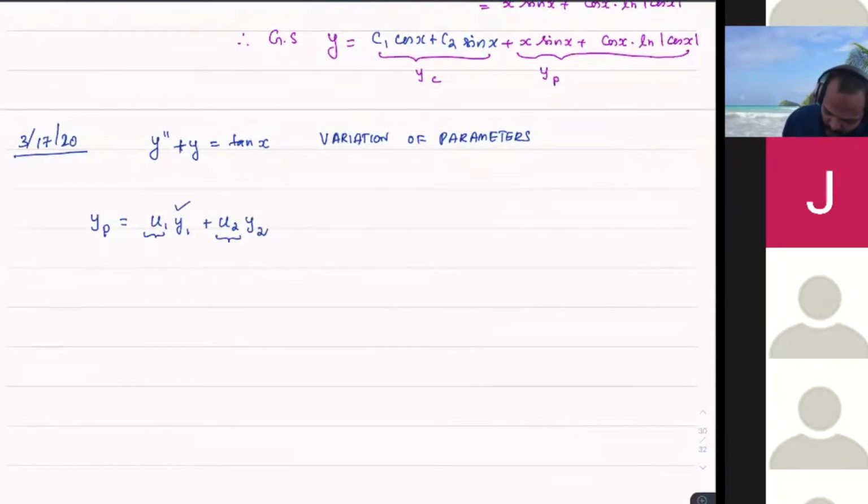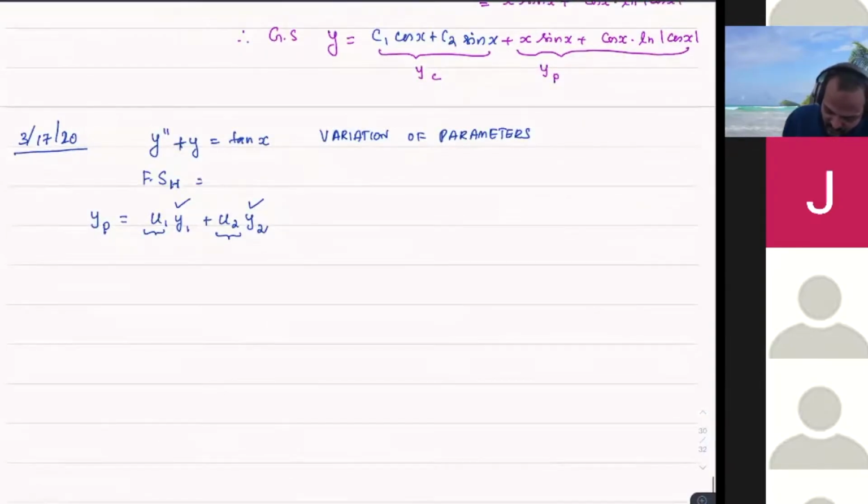The y1 and y2 come from your fundamental solution for the homogeneous part. Since it's a second order equation, you're going to have two linearly independent solutions for the homogeneous problem. So y1 and y2 come from there. But we don't know how to find u1 and u2, so we are hoping yp can be something like this. Our goal is to figure out u1 and u2. So let's see how we do that.